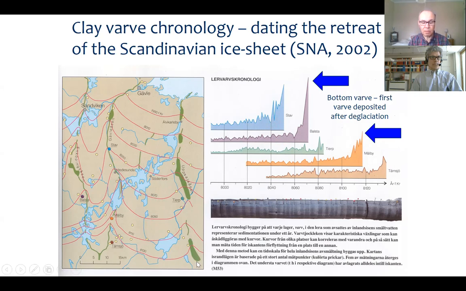And you have also in this map the green lines, so to say, these are different eskers. So from this clay varve chronology, you can make extremely detailed maps showing how the glaciation happened. But of course, you need a lot of measurements. And this is also a very time-consuming method.